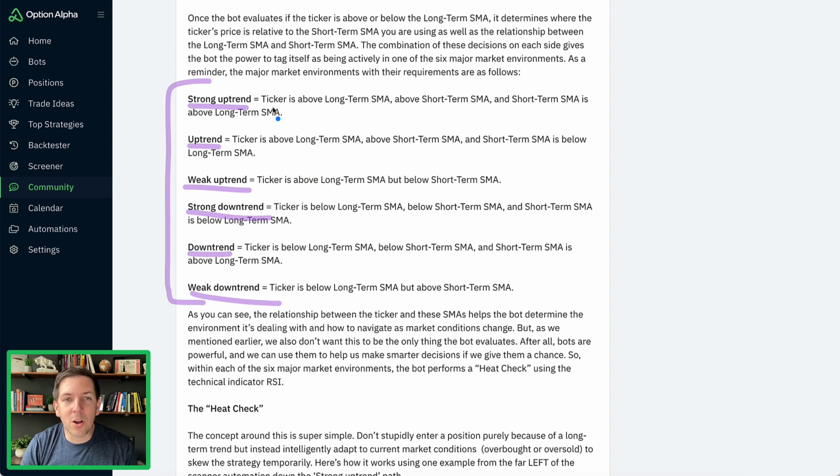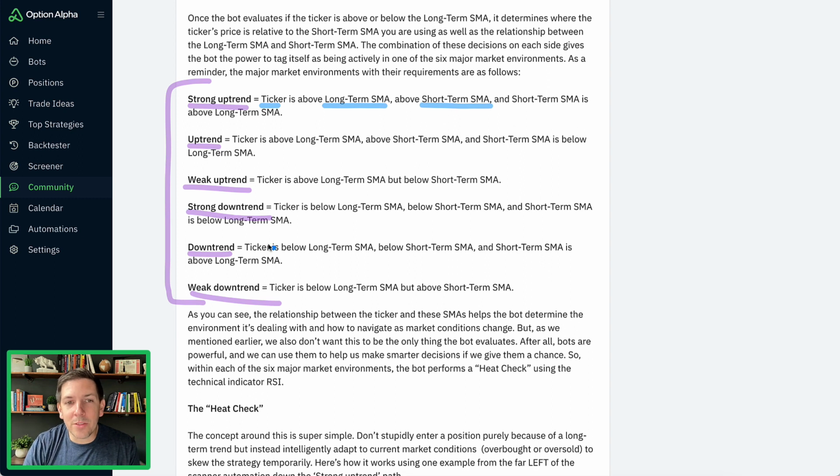But for example, strong uptrend was when the ticker is above its long-term moving average. So this might have been the 200-day moving average. It was also above the short-term moving average, in many cases the 50-day moving average. And the short-term moving average was above the long-term. So you literally had everything going in your direction. It was what would be classically defined as a super strong trend. The stock is really, really high above all of these trend indicators.